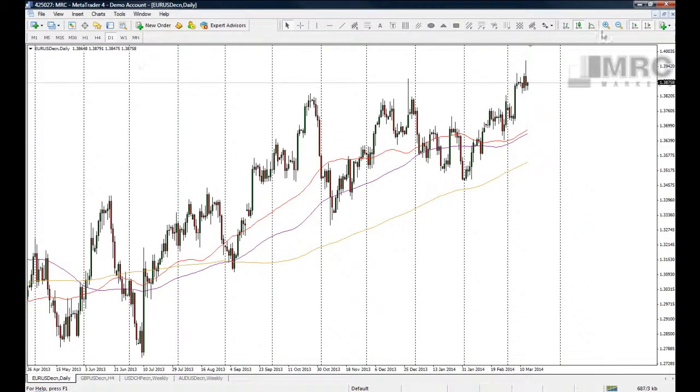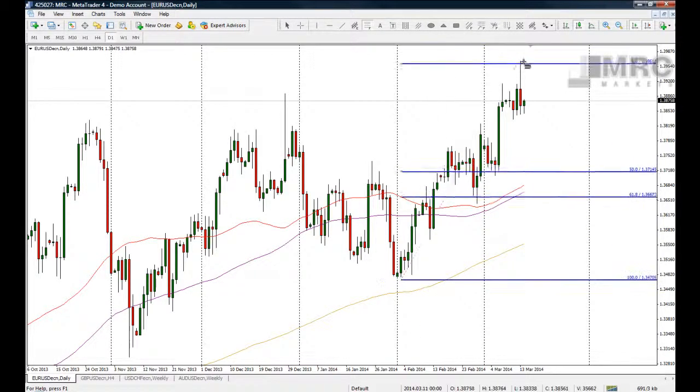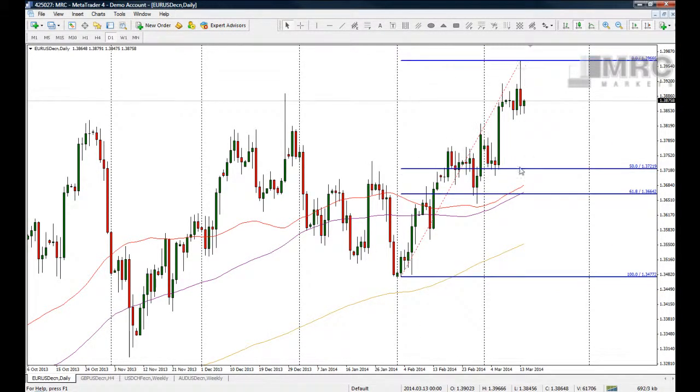The 1.3832s. See, in terms of newer fibs on the daily, this is definitely a recent swing low to swing high, key swing low to swing high. And why I also think it's interesting as well is because we have previous support at the 61.8 and previous support and resistance at this 50%. So if we do come down and test here, then it should be quite an interesting level at the 1.3720s.